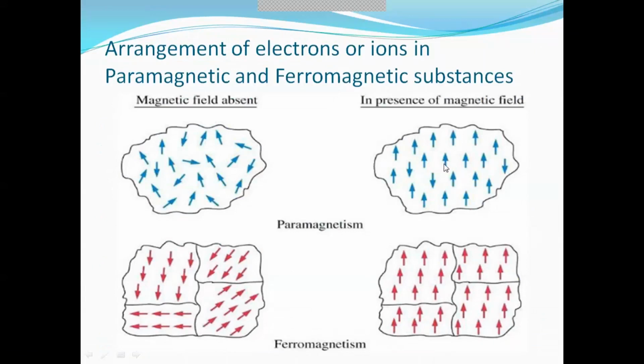Here you can see the comparison between paramagnetic and ferromagnetic substances. In paramagnetic material, you can't see any domains. In ferromagnetism, there are different domains which are seen here. In each domain, the ions are directed in different directions. By applying an external magnetic field, in both paramagnetic and ferromagnetic substances, they try to be arranged in one particular direction.